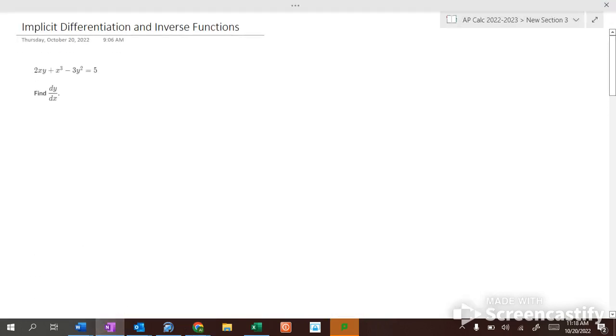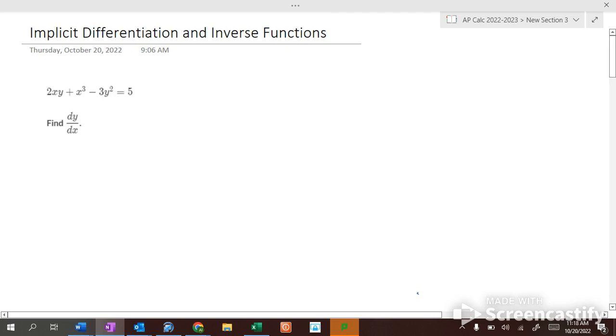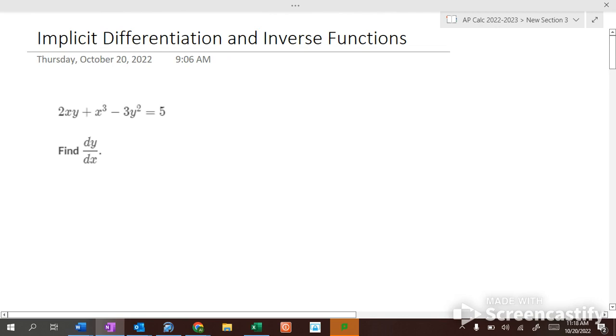All right, today we're doing implicit differentiation and inverse functions. Implicit differentiation is really, really important to know because we're going to use it quite a bit. So you really need to know and pay attention to this. Okay. So if we have x's and y's in the same function, two different variables, and we're finding dy dx, that's saying find the derivative of y with respect to x.